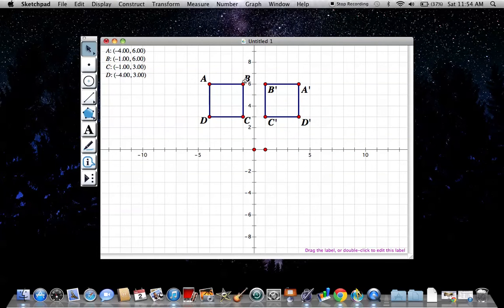Now, if you notice, the distance between the original B and the line of reflection is 1 unit. The distance from B prime to the line of reflection is also 1. That is a characteristic when we reflect across a line. The distance from the original point to the line of reflection is the exact same as the distance from the image to the line of reflection. So A to the line of reflection is the same as the distance from A prime to the line of reflection. And this is what a prime looks like, a little dash above it.